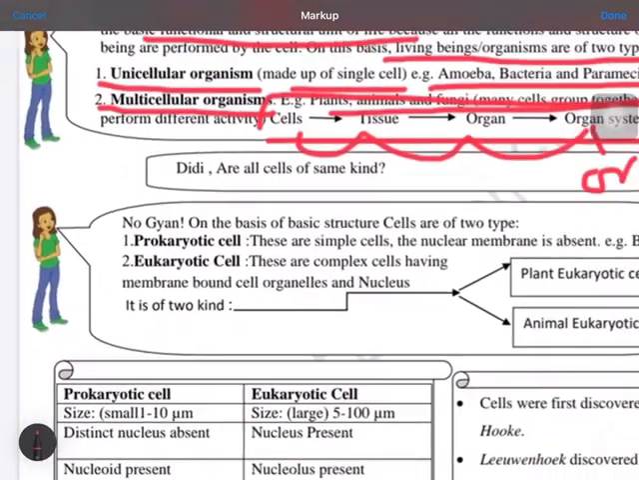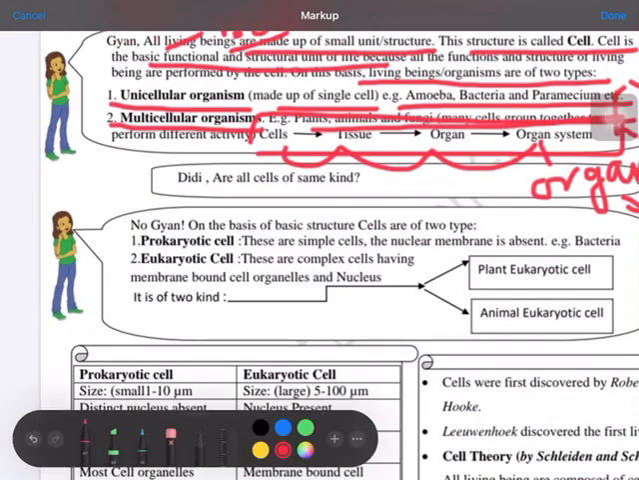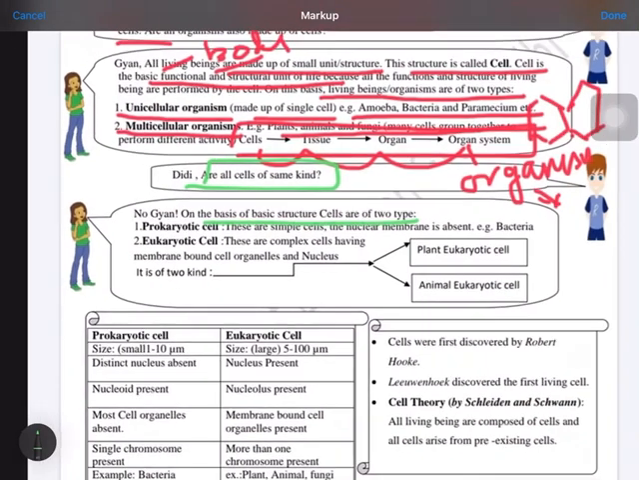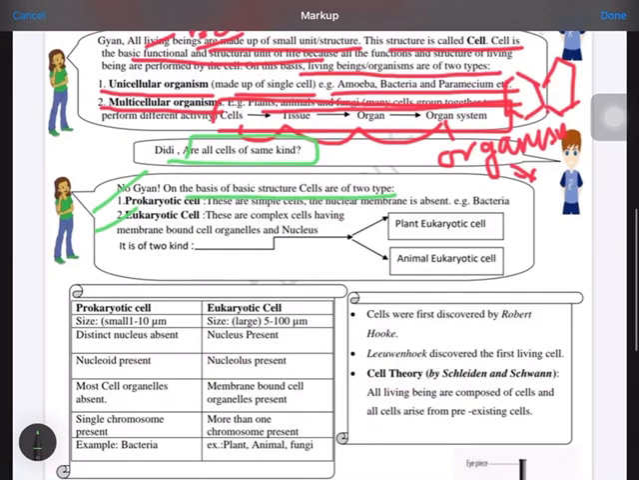So the next question is, are all cells made of the same kind? No. On the basis of basic structure, cells have been divided into two types, prokaryotic and eukaryotic. Pro means primitive cells. These are the simplest cells which came into existence when life started on the earth, without any nuclear membrane, proper nucleus and membrane-bound organelles. Example, bacteria. Eukaryotic cells are the current, or you can say the advanced cells, which have membrane-bound organelles and a nucleus also, and these are divided into two types, plant eukaryotic cells and animal eukaryotic cells.